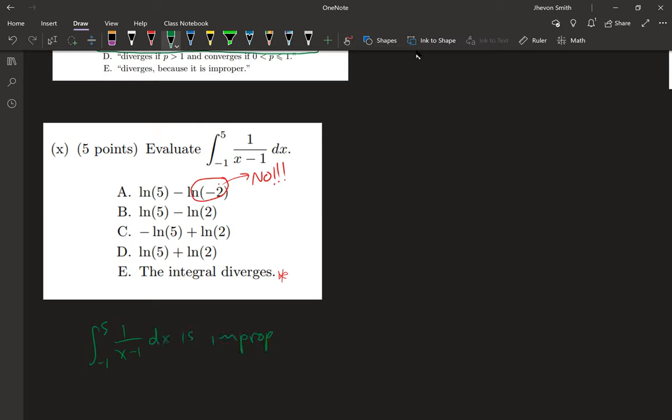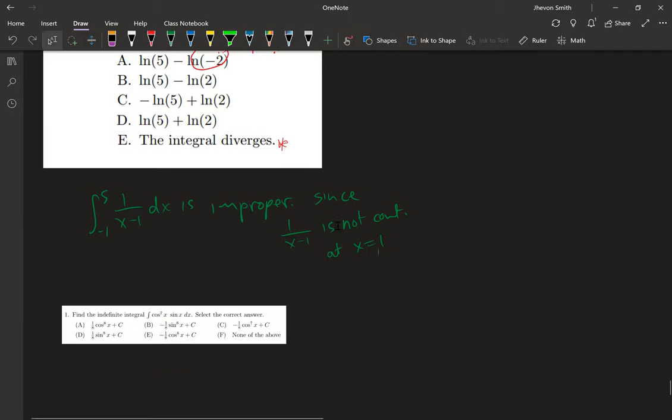Now remember what makes an integral improper. If the upper limit is infinity and or the lower limit is negative infinity and or our function is undefined somewhere on this interval. Notice that this is undefined since 1 over x minus 1 is not continuous. I shouldn't say undefined, I should say not continuous, at x equals 1, which is on this interval. So it is definitely improper.